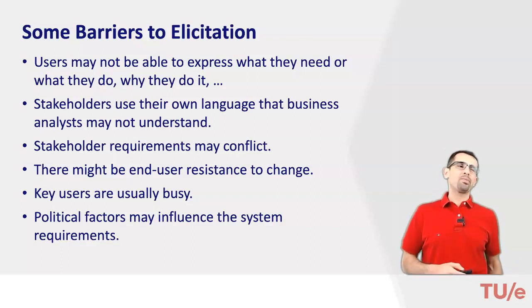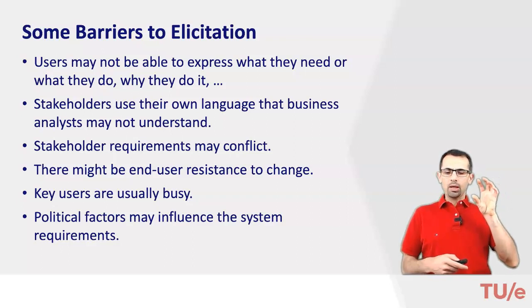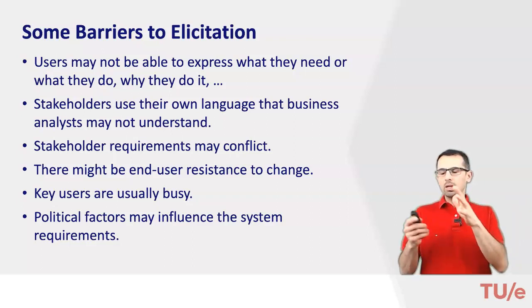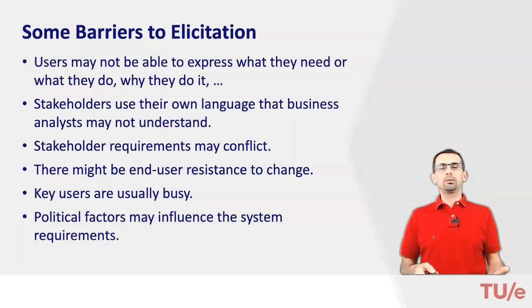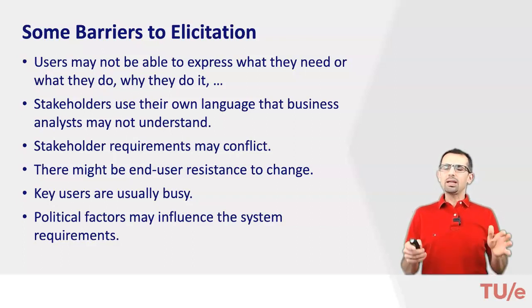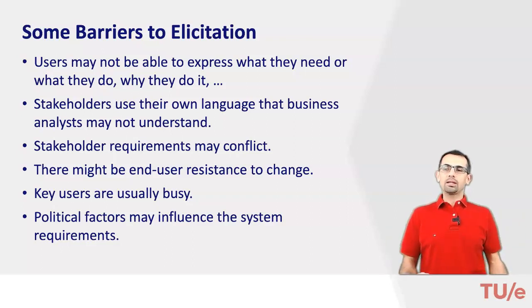Key users are usually busy. We would like to define some product champions among the stakeholders, one group of people that we expect to put a lot of effort into the project. We choose them, and those people, who are usually willing to contribute, are usually quite busy people. They do their job quite nicely and they know what to do. So these are valuable people, not just valuable to you, but also valuable to the organization. They're usually busy, and that is another challenge that you might need to deal with. Political factors may also obviously influence the system requirements.